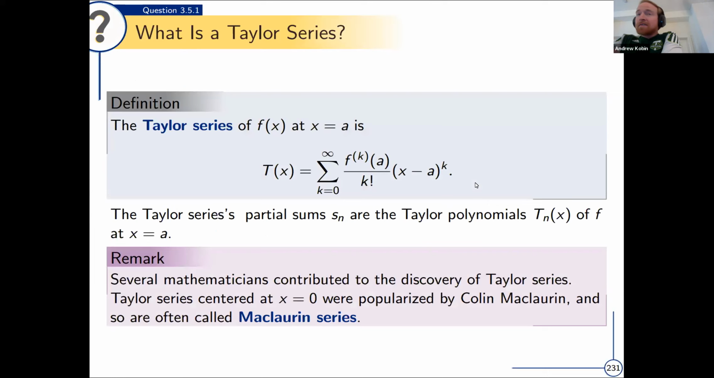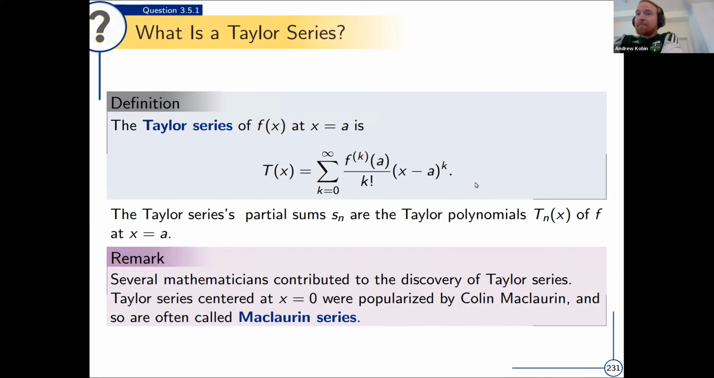So what is a Taylor series? This is the main definition for this, really for this whole chapter in the book. The Taylor series of a function f of x centered at x equals a is the following nasty looking formula. So I want to spend some time and look at this expression. It's a summation from k equals 0 to infinity. So that means it's an infinite series.